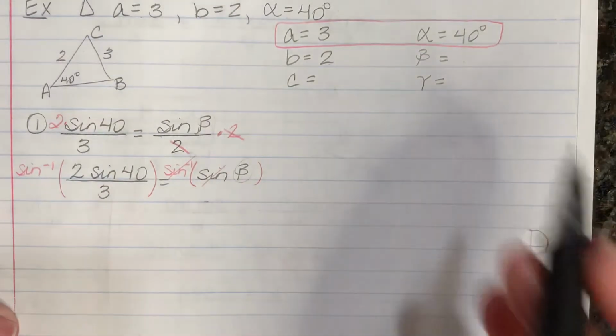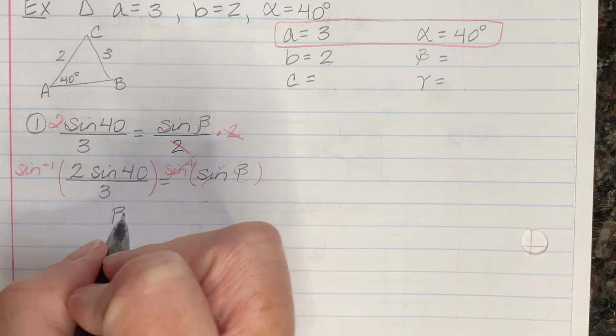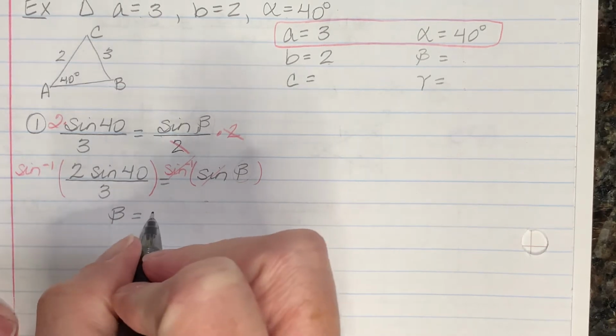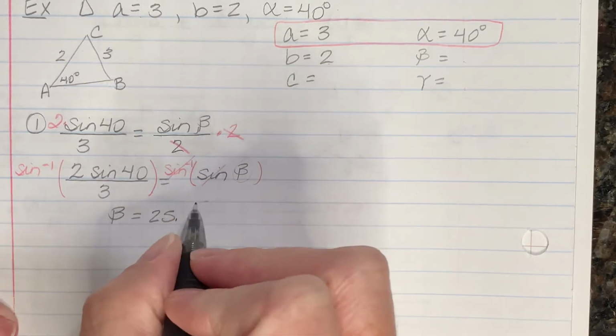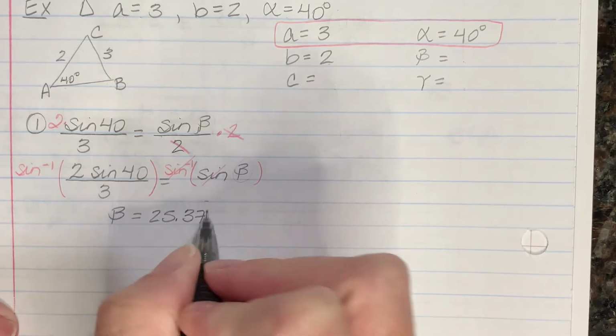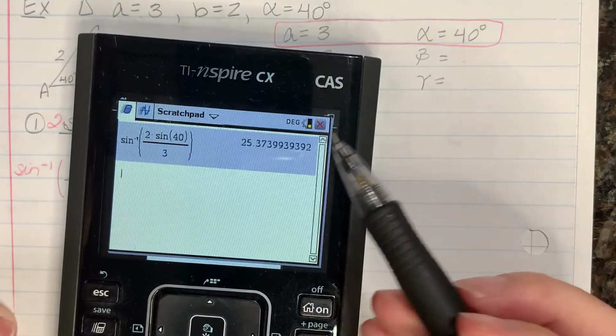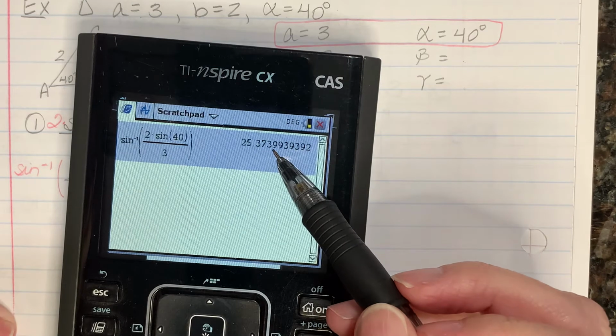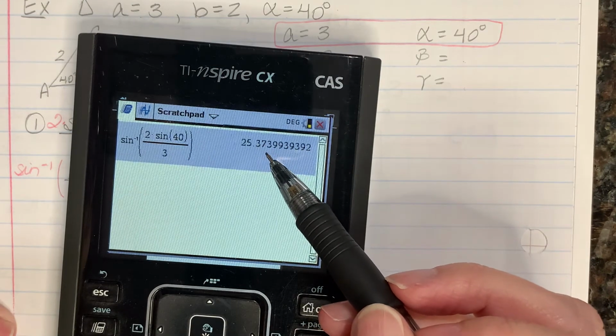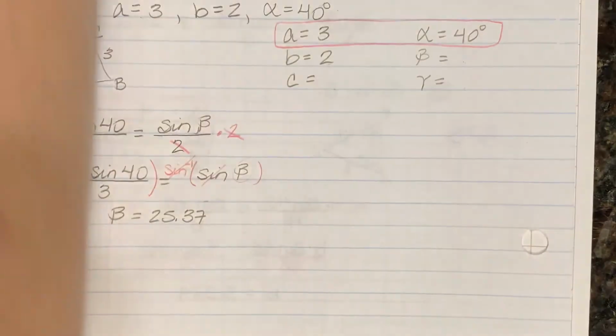Okay, so we're going to say for now that beta is 25.374, because 3739, so I'm going to put 374.